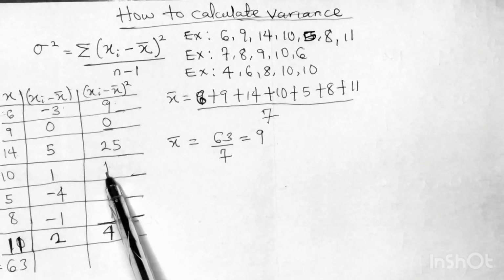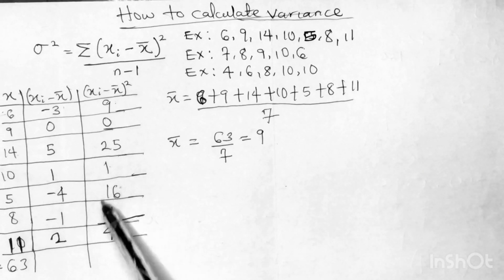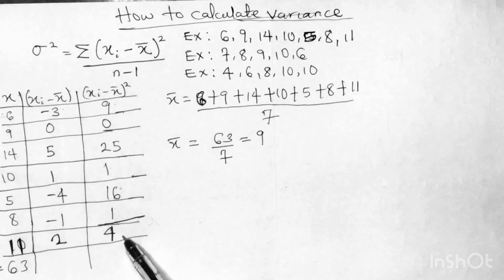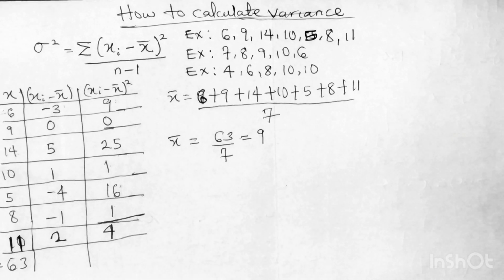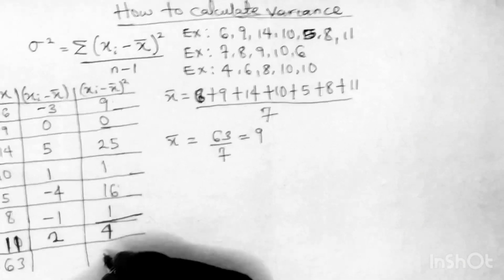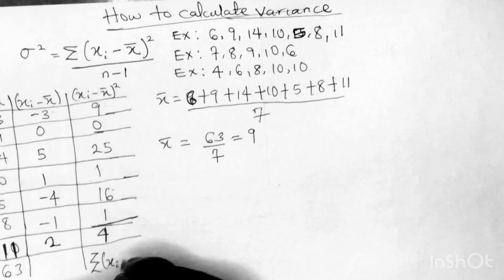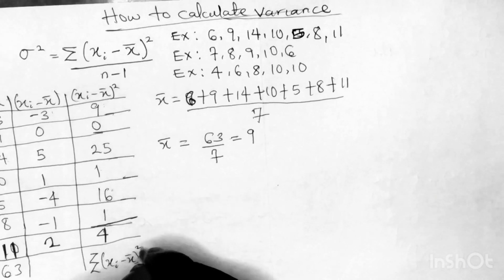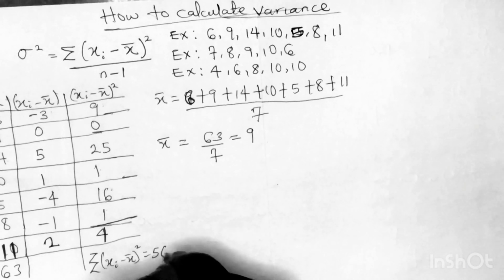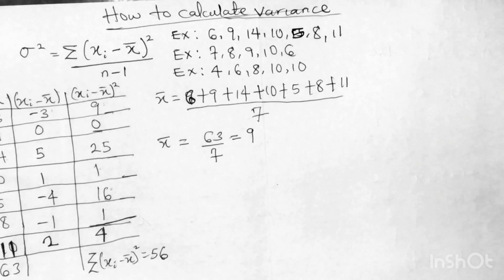34 plus 1 is 35. 35 plus this 5 will give me 40. 40 plus this 16 will give me 56. So the summation of my xi minus x bar all squared is what? 56. Are you seeing that now?